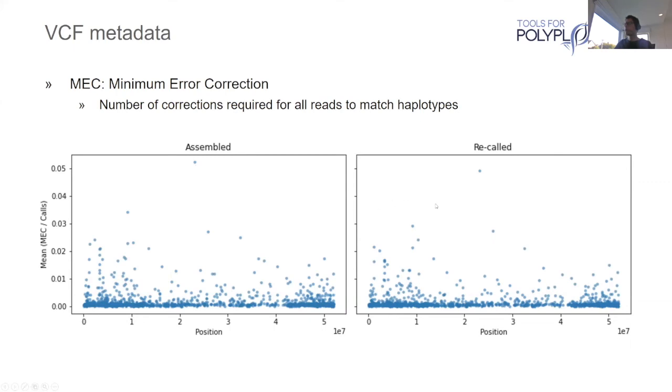Again, a bit less obviously now, but we do see a slight improvement in performance with the recalling tool than we do with the assembly tool. It's a smaller difference here, probably because there's a certain amount of error correction that's always going to be inherently there because of the errors in the Illumina reads.